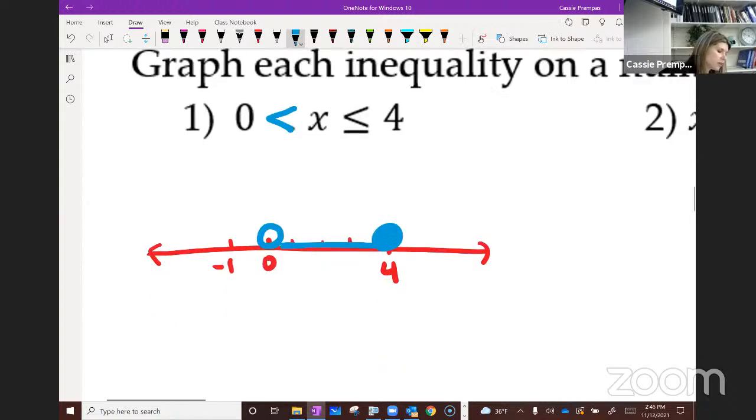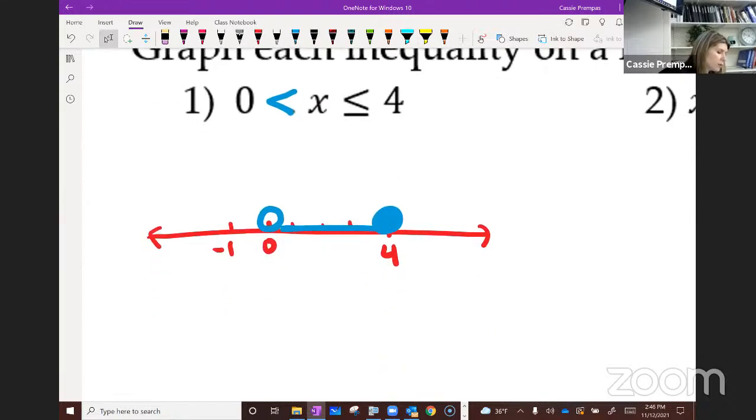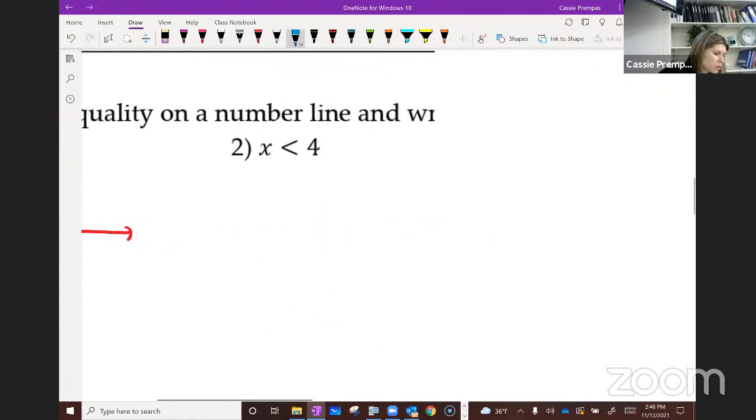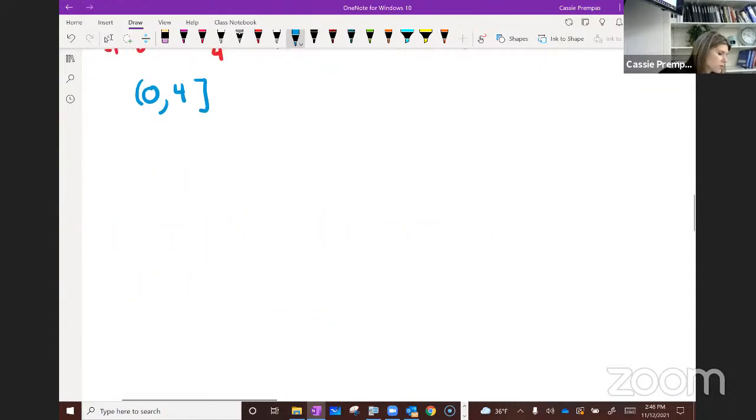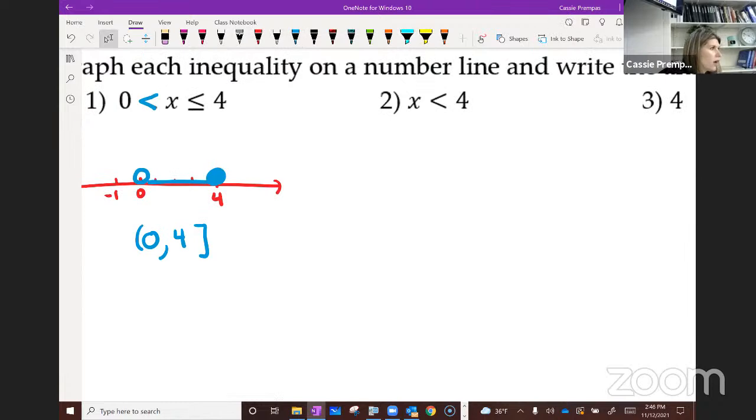Now let's write this in interval notation. What number would we start with? 0, and will we put a parentheses or a bracket around it? Parentheses, and then they go up to, where do they stop? 4, would I put a bracket or a parentheses around that? Bracket, nice. Okay, turn to your partner, see if you can finish numbers 2 through 6 together. That goes to the back page if you have paper notes, and then we'll come back together and check your work.